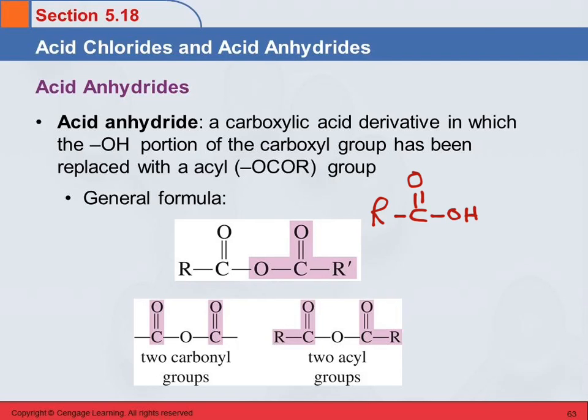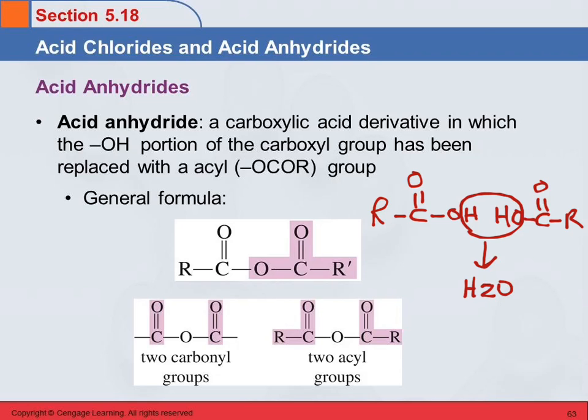So here's two carboxylic acids. When these join to form an acid anhydride, we pull out a water molecule. Anhydride reminds us of anhydrous. Anhydrous means without water. So you've taken two carboxylic acids, removed a water molecule, and then you end up with this acid anhydride. That's how I think of making them.